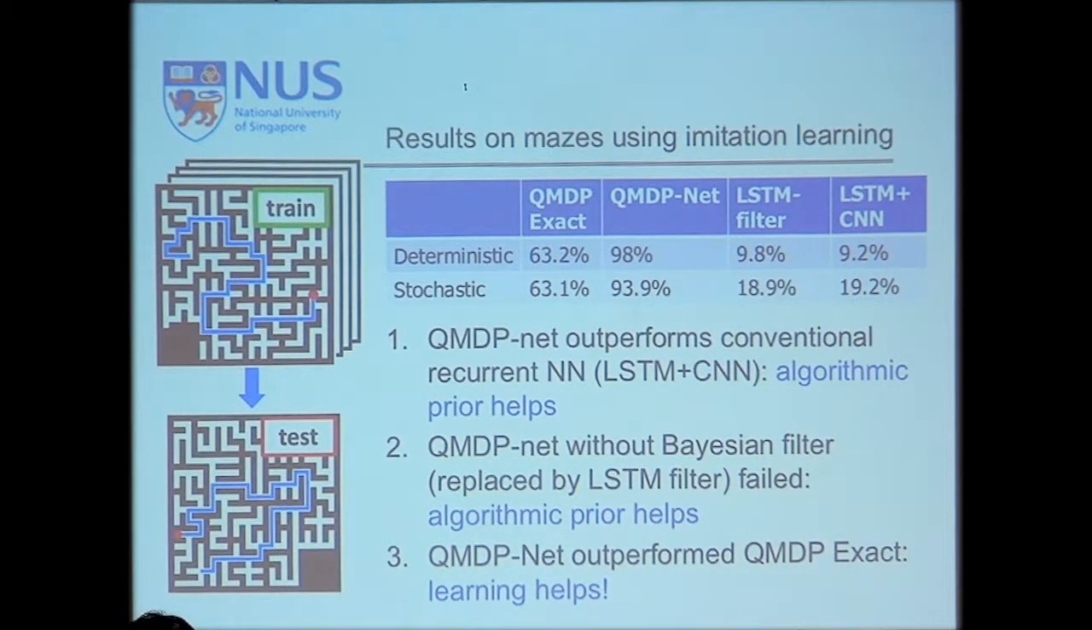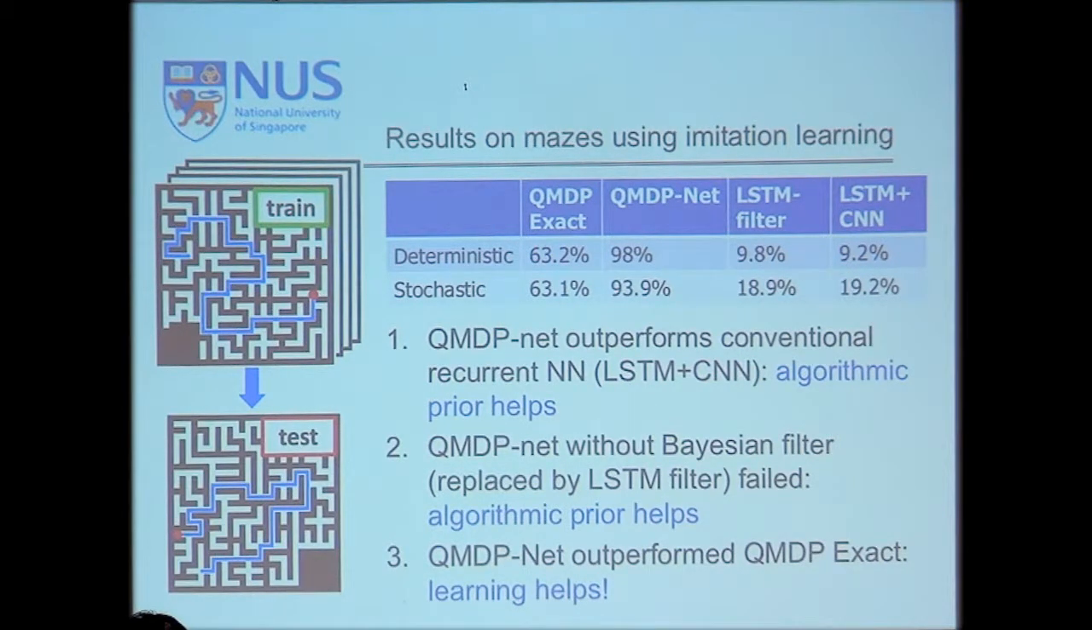For the maze, similarly to the value iteration network just now, compared to a conventional recurrent neural network structure, doing LSTM plus CNN, CNN to work with images and LSTM to give it memory, it does better. High 90s versus quite bad. So it seems that in this case, the algorithmic prior, as I call it, helps. We also took out the filter part, the Bayesian filter, and replaced that with an LSTM, and again, it didn't do that well, so it seems the Bayesian filter helps, at least in our experiments. But one interesting thing is that the QMDP net outperformed the QMDP exact algorithm.